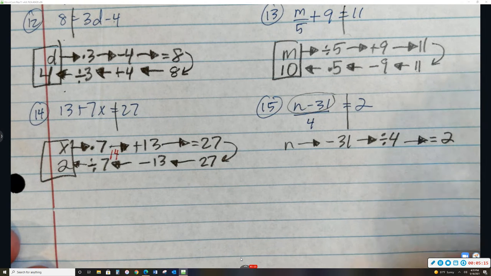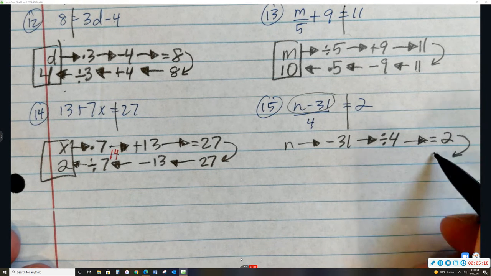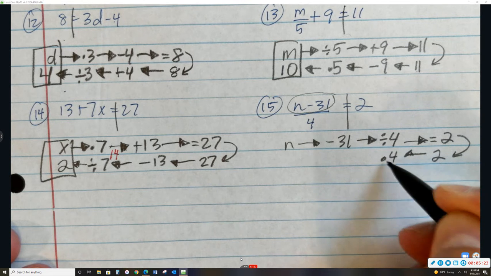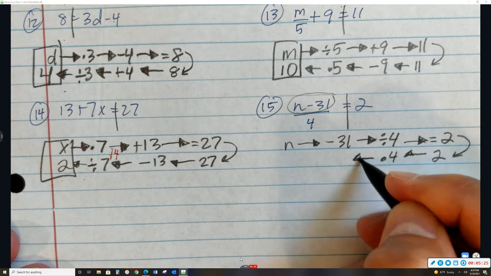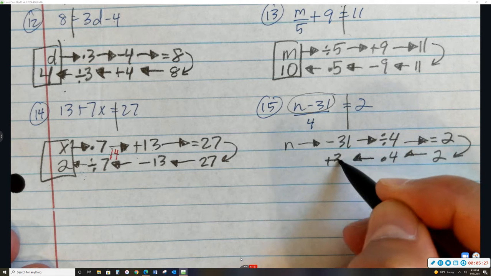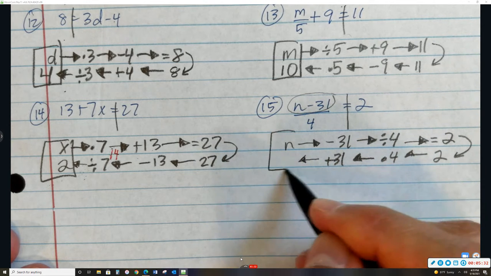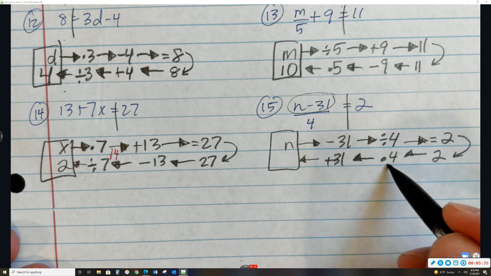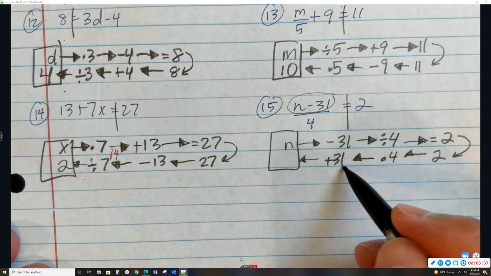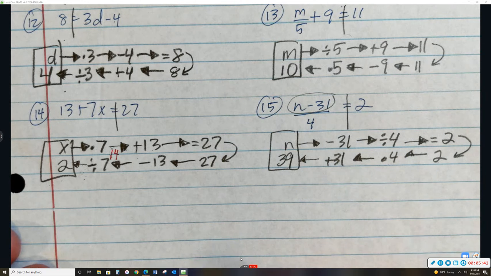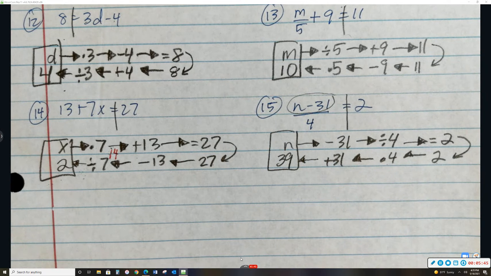So now let's work our way backwards. Take the 2, instead of divided by 4 times 4, instead of minus 31 plus 31, and then let's do this. 2 times 4 is 8. I can remember that. 8 plus 31, 39. And that's it. Pause it if you need to pause it. You can always rewind it to watch it again or to listen to the explanation again. That's it.